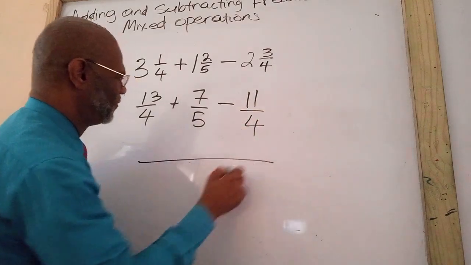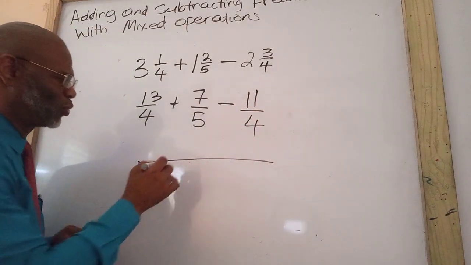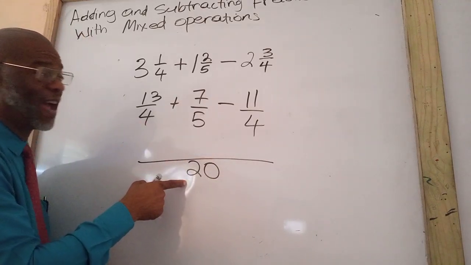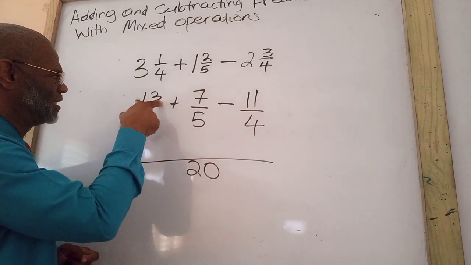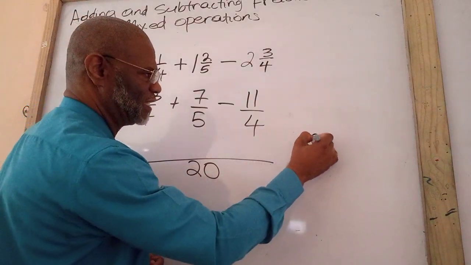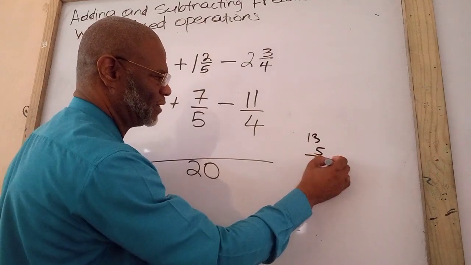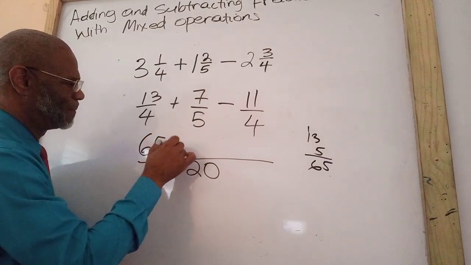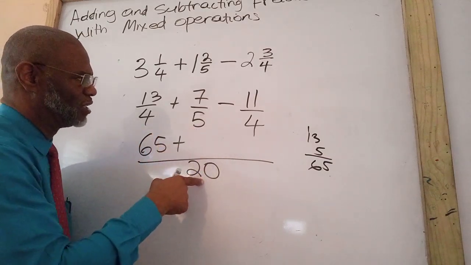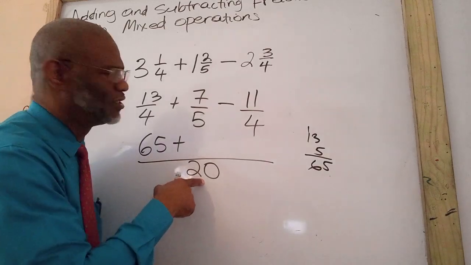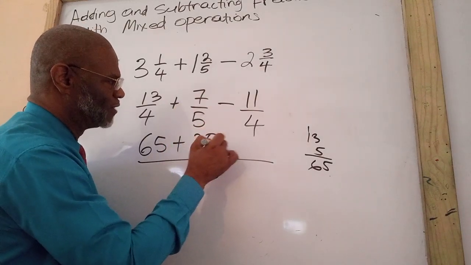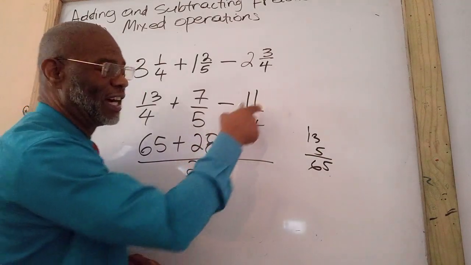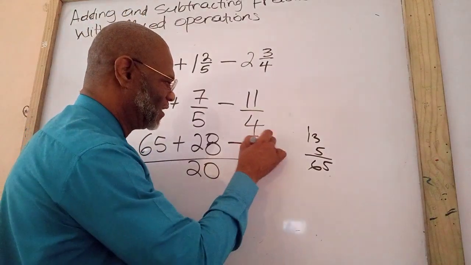Now what's the LCM of 4 and 5? LCM of 4 and 5 is 20. Right? Good, so we say 4 into 20 is 5. 5 times 13. So 13 times 5. 5 3s are 15, 5 1s are 5, 6. So that is 65, plus 5 into 20 is 4. And 7 times 4 is 28. Okay? So 28 minus 4 into 20 is 5. And 5 times 11 is 55.